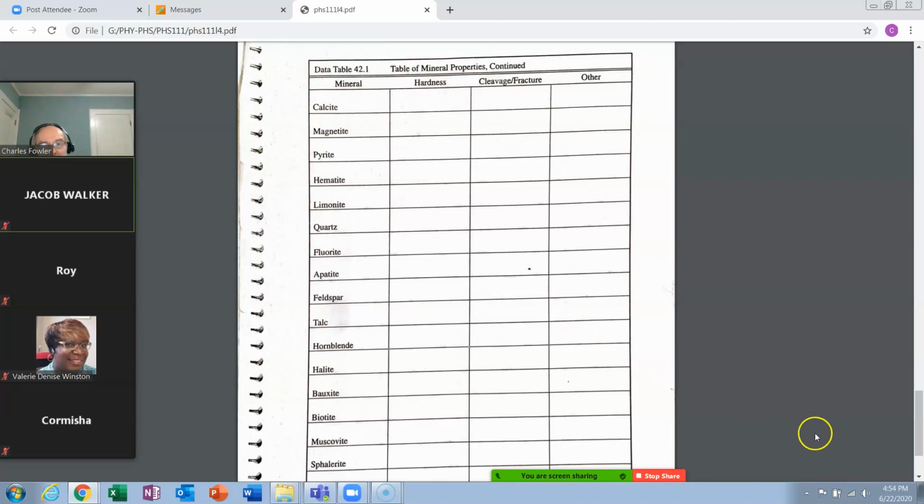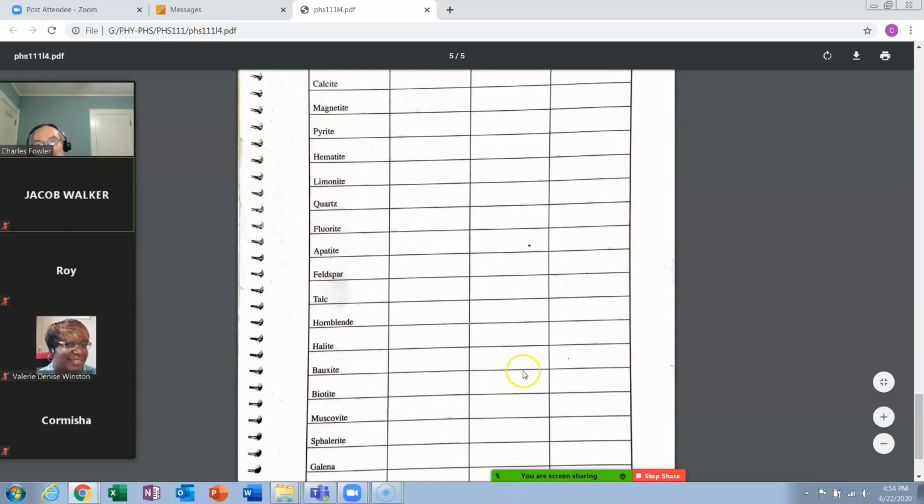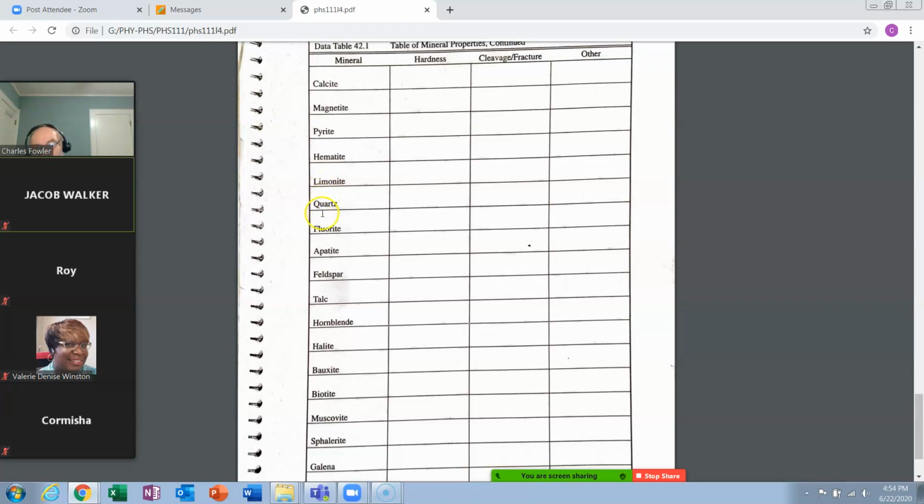Now, the same minerals you see here were on the previous page, so I'm just going to address these. I know beyond the shadow of a doubt that calcite will be found in that website. Probably magnetite as well, probably pyrite, believe hematite, limonite I think, but I'm not certain, quartz for sure, fluorite I'm pretty sure, apatite for sure. Feldspar I'm pretty sure will not be listed as a mineral. Feldspar is more of a rock or a class of minerals, you might say.